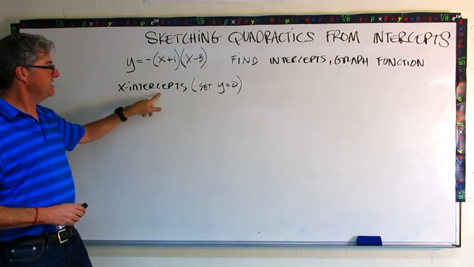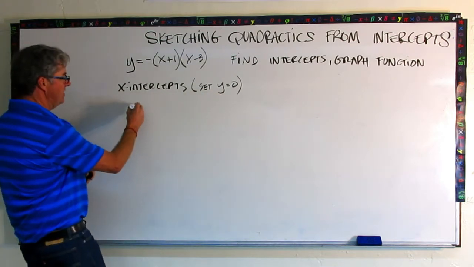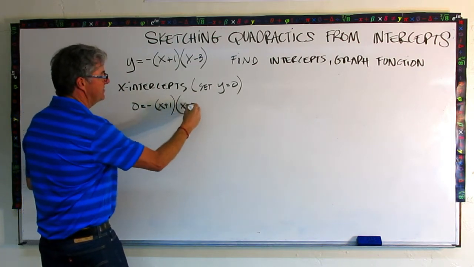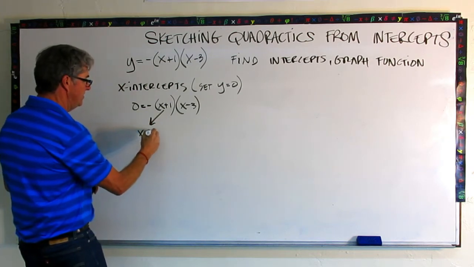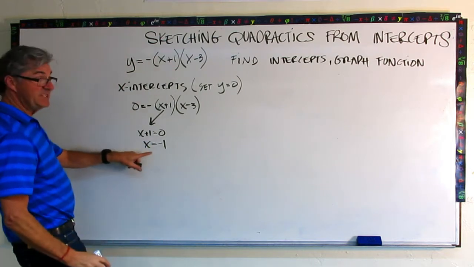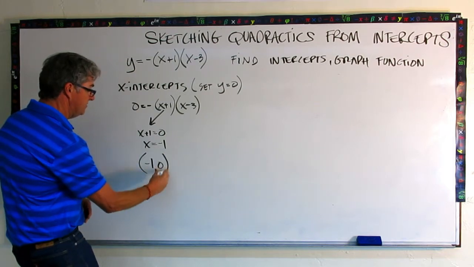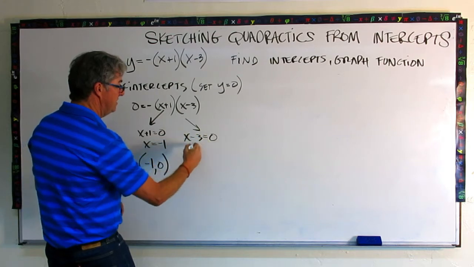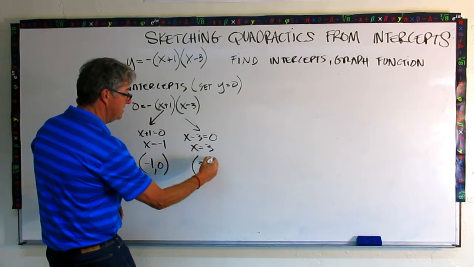To find the x-intercepts, you set y equal to 0 and solve for x. So let's do that. y equals 0 equals negative (x plus 1) times (x minus 3). As you recall, we set each of these little guys equal to 0 and solve. So if x is negative 1, then this x-intercept is negative 1, 0. Now this one, this is x minus 3 equals 0. That gives us x equals 3. So this intercept is 3, 0.